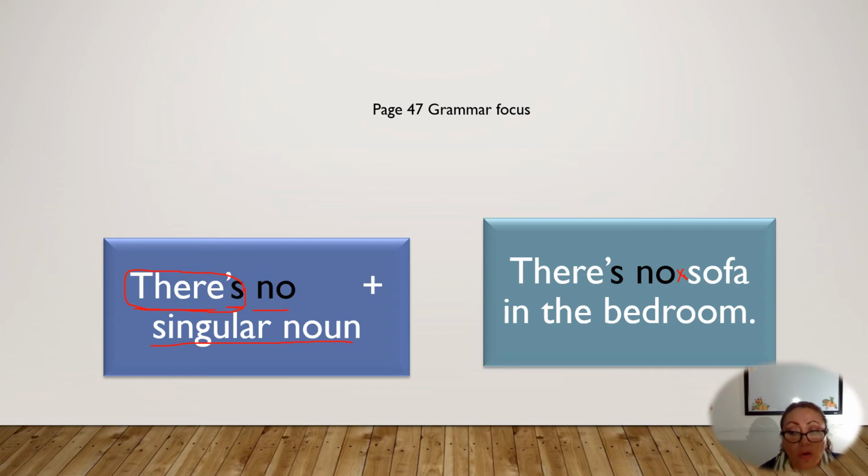There's no sofa in the bedroom. Yo no digo there is no a sofa in the bedroom. There is no, and directly you go to the noun. You talk about the noun. There's no sofa in the bedroom. Nothing in the middle.